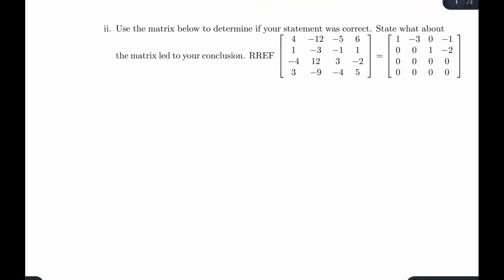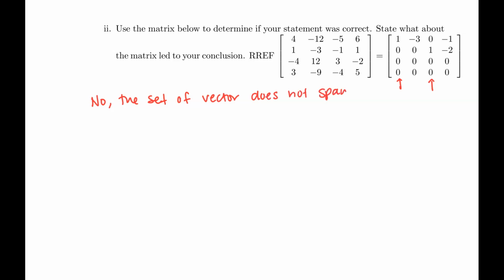It says, use our matrix below to determine if our statement was correct. So they've taken our four vectors and they've shown us definitely no. We only have 2 pivot columns, and then we have these 2 non-pivot columns, and you can decide how you want to write this. I was accepting anything like, first we need to say, no, the statement is incorrect, the set of vectors does not span R4.